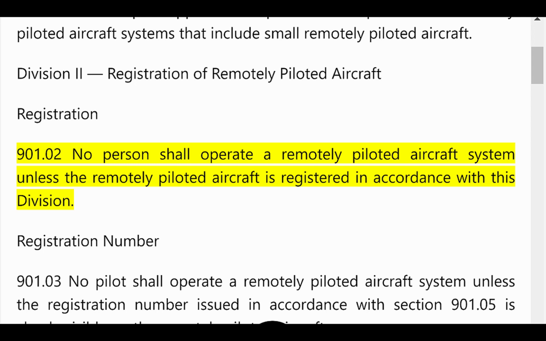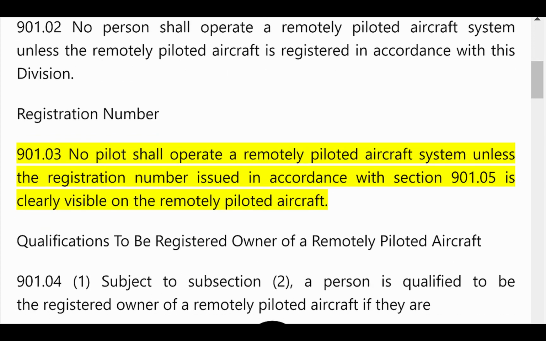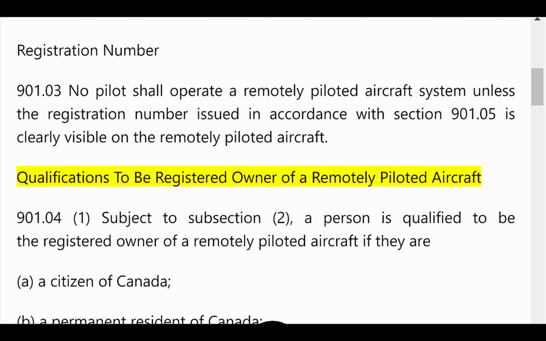this division. Registration number. 901.03 No pilot shall operate a remotely piloted aircraft system unless the registration number issued in accordance with Section 901.05 is clearly visible on the remotely piloted aircraft. Qualifications to be registered owner of a remotely piloted aircraft.